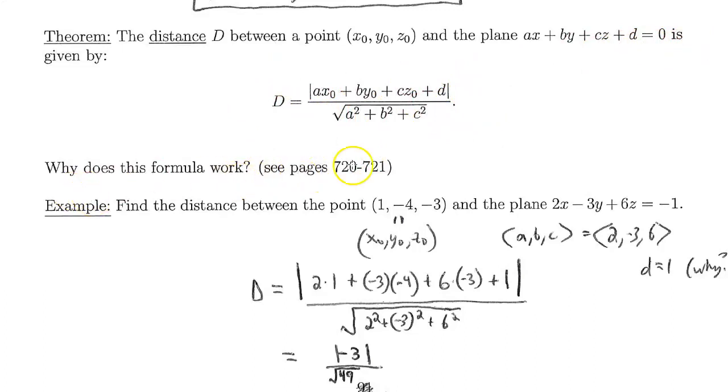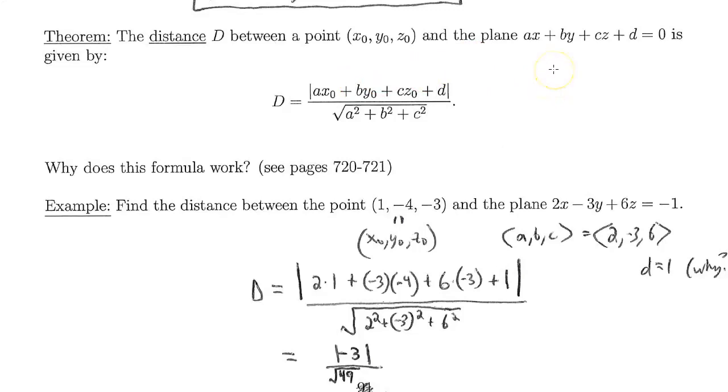Now, why does this formula work? Well, I encourage you to look at pages 720 to 721 in the book. It gives kind of a short little explanation. You have to think about it a little bit, what's going on in each step here, but I'm not going to explain it here in this video. But this gives us the distance formula, not between 2 points, but between a point and a plane.